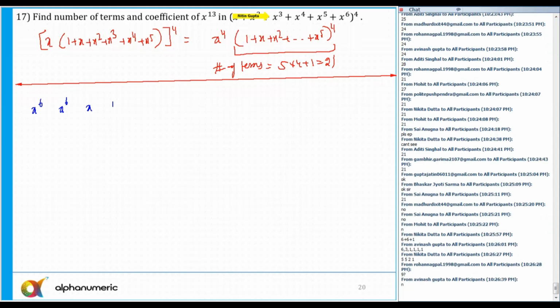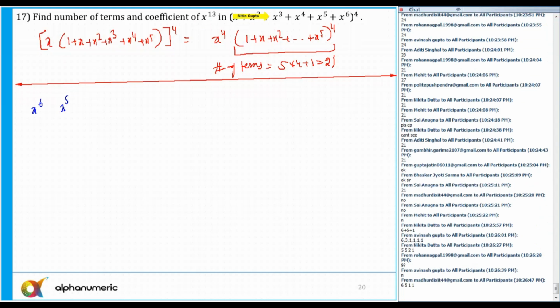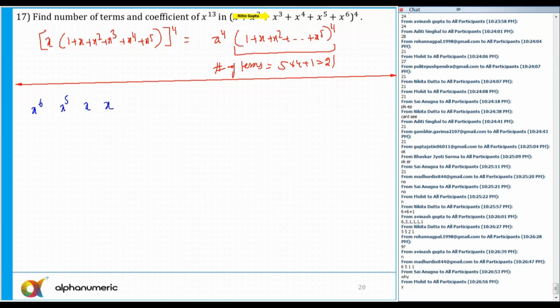So probably I can say x raised to power 6 and then x raised to power 5, moving in decreasing order. 6 plus 5 is equal to how much? 11. And then x and x. Is that clear to all of you? x raised to power 6, x raised to power 5 and then x and x, total will be 13. Yes or no? Then I can say x raised to power 6 and x raised to power 4.